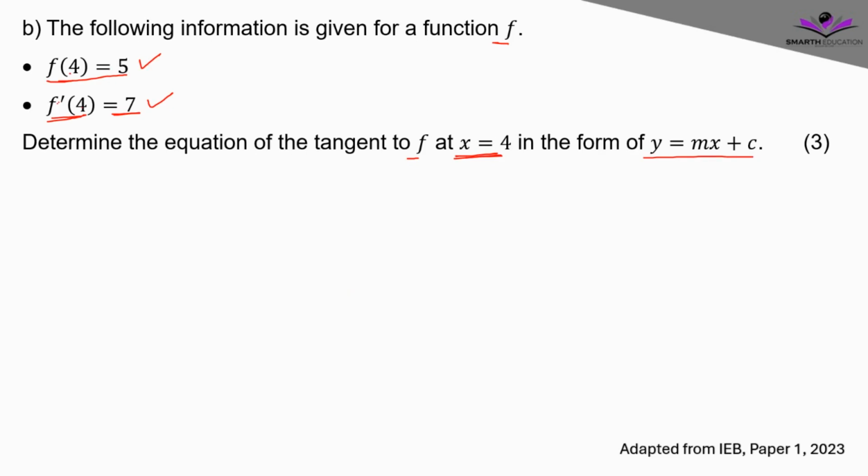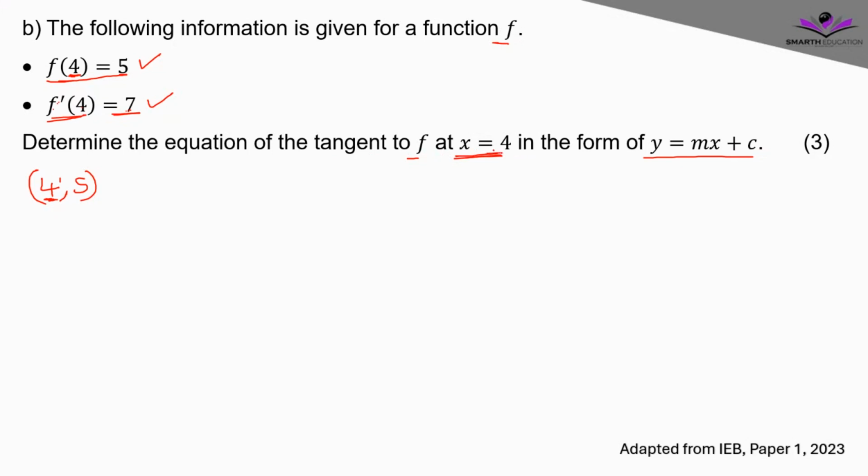Let's go back to the information. So it means here, when x is 4, y is 5. So this point is a point on the function, it's a point on the graph. That's 1. Then 2, we have this. It means if you substitute 4 into the derivative, you get 7. It means at this point where x is 4, the gradient of the graph is 7. And then now it says determine the equation of the tangent of f at x is equal to 4.